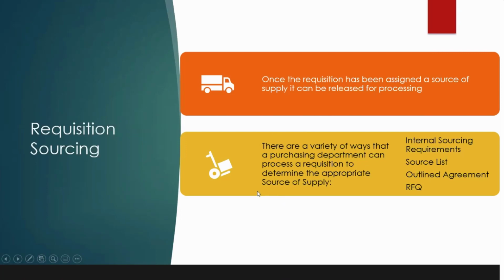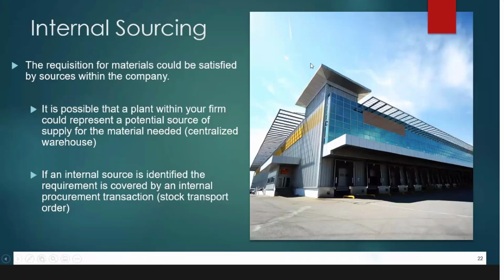You have a variety of ways to do this sourcing. You can have internal sourcing, a source list, an outline agreement, and RFQ. I will explain these different types of sourcing. You have different ways to get the product for your company, based on internal sourcing, source list, outline agreement, and RFQ.